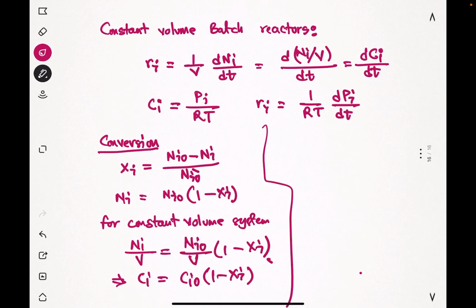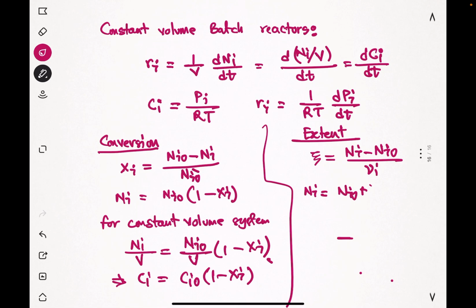Let's look into the other reaction progression variable, the extent of the reaction. So the extent is defined by this equation. Here Ni can be written as Ni naught plus the stoichiometric coefficient times the extent, and Ci is then, for a constant volume system again, Ci naught plus the extent by volume times stoichiometry.